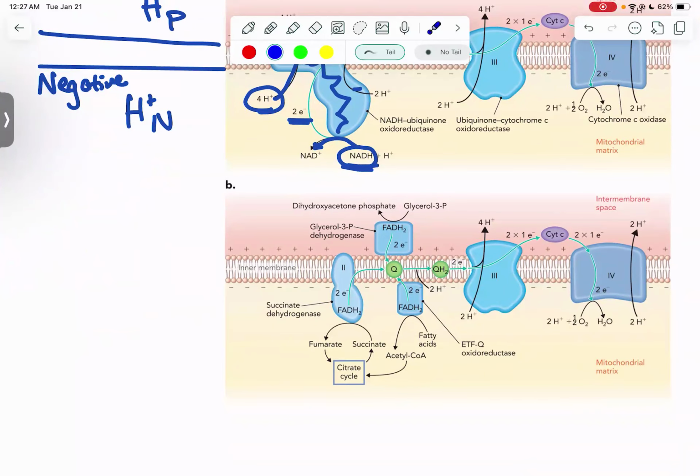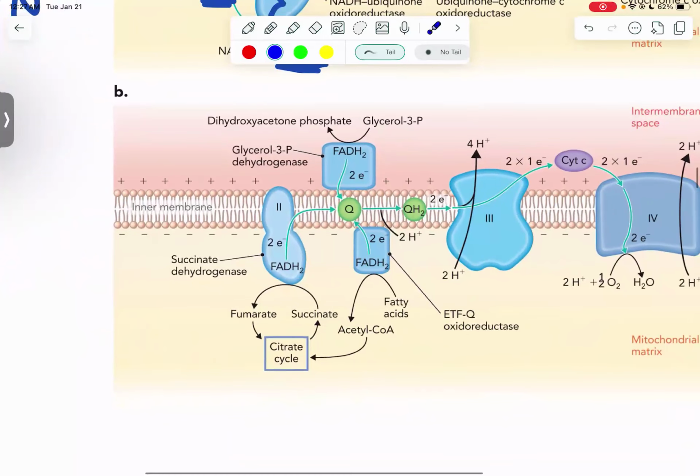Okay, so here's our alternate route. Where else could electrons enter the electron transport chain? Well, they can enter at complex 2 if they're in the form of FADH2. Well, where do we get FADH2? Well, if you remember back to the citrate cycle, if you had succinate and you convert succinate to fumarate, what enzyme does that? That's succinate dehydrogenase. And I generate FADH2 from it, excuse me.